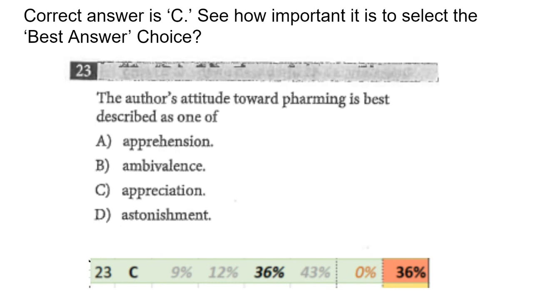Again, this explains why it is so important to know the author's main idea and the author's purpose when going through these reading passages. 36% of us got that correct, while 43% answered incorrectly with astonishment.